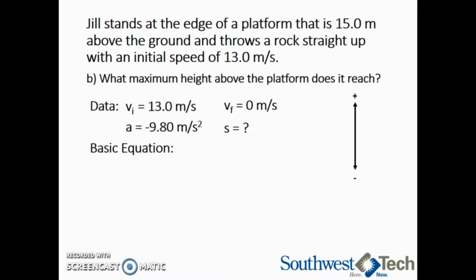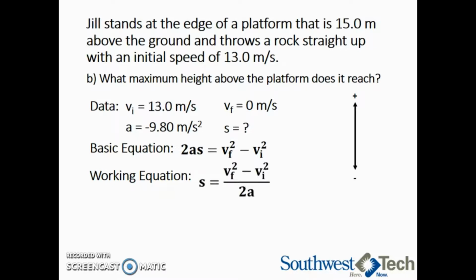In this problem, we need to find a basic equation that includes both initial and final velocity, acceleration, and displacement. The basic equation that we want to use is 2 times a times s is equal to the final velocity squared minus initial velocity squared. Now we need to rearrange this into a working equation written in terms of s, or displacement. This gives us s is equal to final velocity squared minus initial velocity squared divided by 2 times the acceleration.